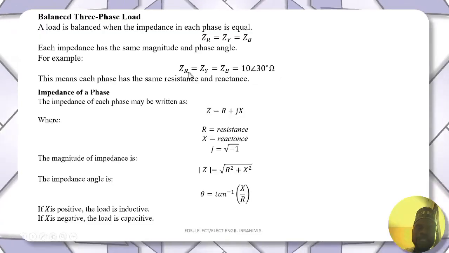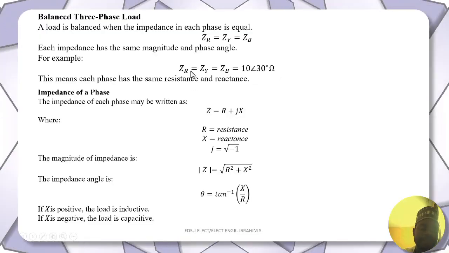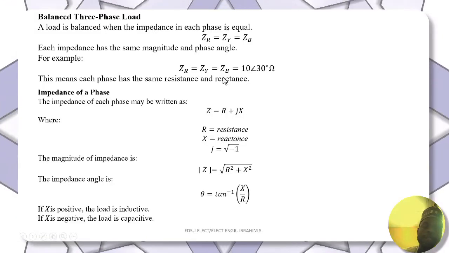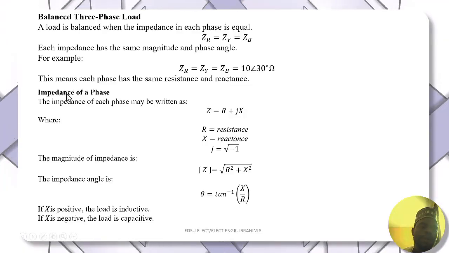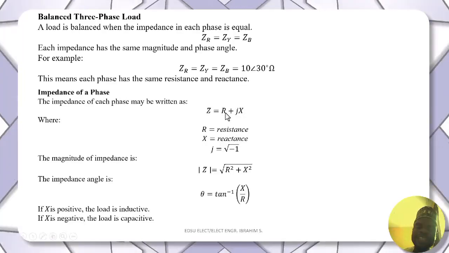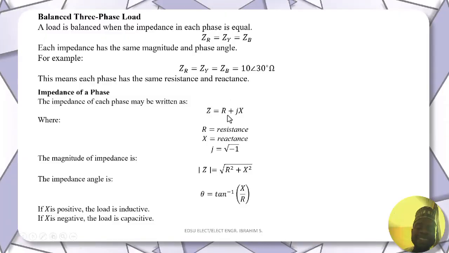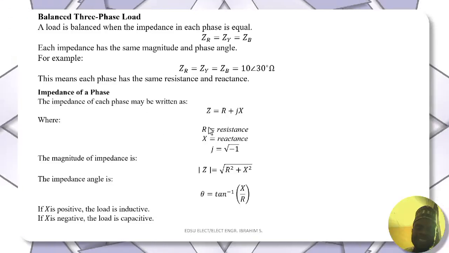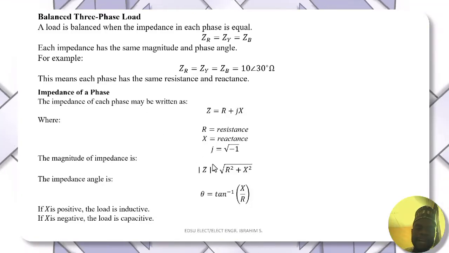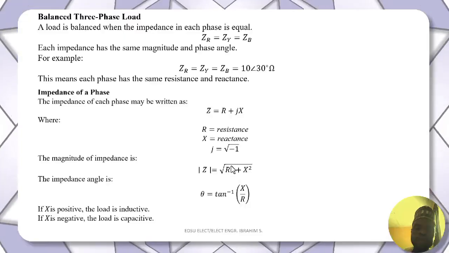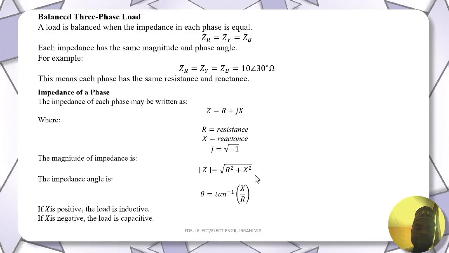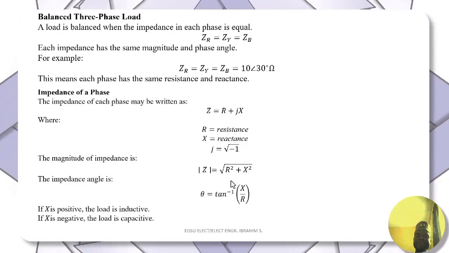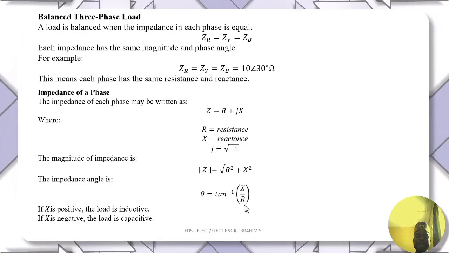It means our impedance at the red phase is this, our impedance at the yellow phase is this, and the same as the impedance at the blue phase. Now for impedance of a phase, our impedance is the combination of our resistance and our reactance. So the magnitude of Z is the root of R squared, resistance squared, plus my reactance squared. If I'm looking for my angle, the impedance angle is tan inverse of reactance divided by my resistance.